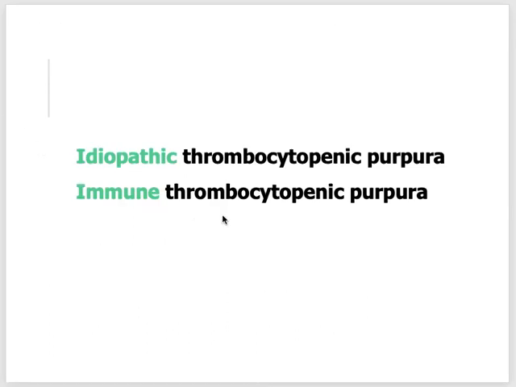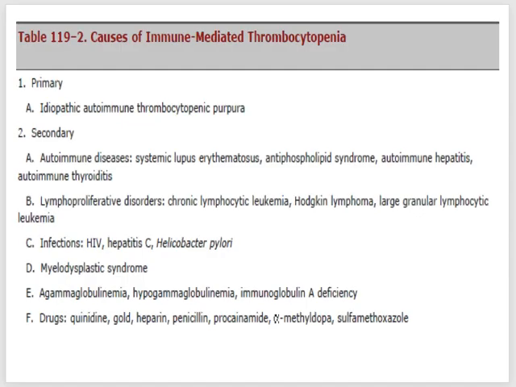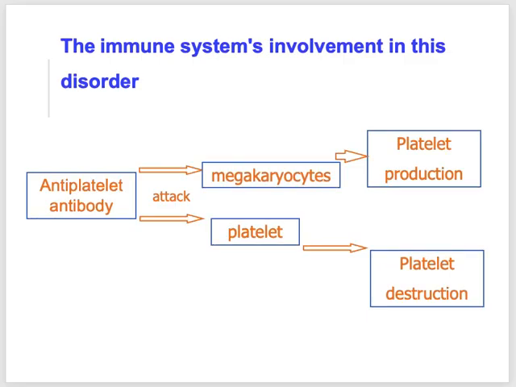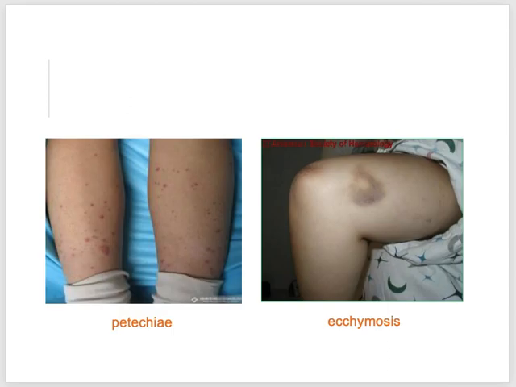Immune thrombocytopenic purpura, guys. There are two types. It could be primary, it could be secondary. It can also be classified as adult or childhood. Okay. Now, there could be adult ITP, there could be childhood ITP as well.